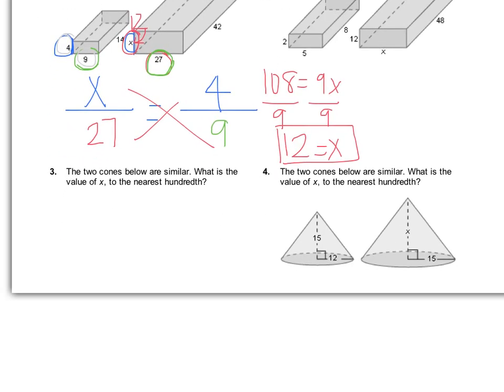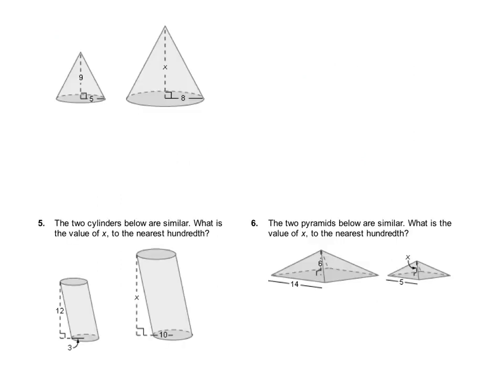Number 3, two cones below are similar. What is the value of x to the nearest 100th? So I'm going to flip over to the next page. So we're looking for x. X here is my height. So I just need to set up a proportion to solve this. So I'm going to put 9 over 5 because 9 and 5 go together because they're in the same pyramid over here. I'm going to put x over 8 because they're in the same cylinder, over here.